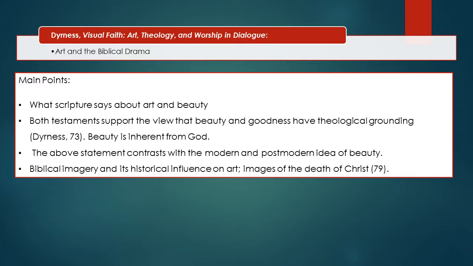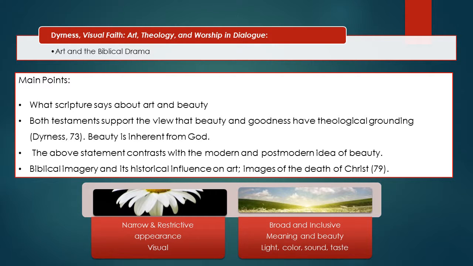Moving on to Dyrness, Visual Faith: Art, Theology, and Worship in Dialogue. A few main points from this chapter deal with what Scripture says about art and beauty. He claims that both testaments support the view that beauty and goodness have theological grounding. Beauty is inherent from God. This statement also contrasts with what he says is the modern and postmodern idea of beauty. He claims that biblical imagery and its historical influence on art are abundant, and the images of the death of Christ are very popular in art history.